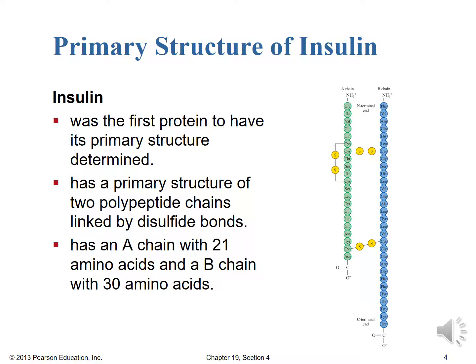I mentioned across the chains because in this case we have an A chain with 21 amino acids and then a B chain with 30 amino acids, and we have those linkages at those cysteine residues that form the disulfide bridges that are keeping these two chains together. And that's our primary structure. We'll also look at what happens when we get more complicated shortly.